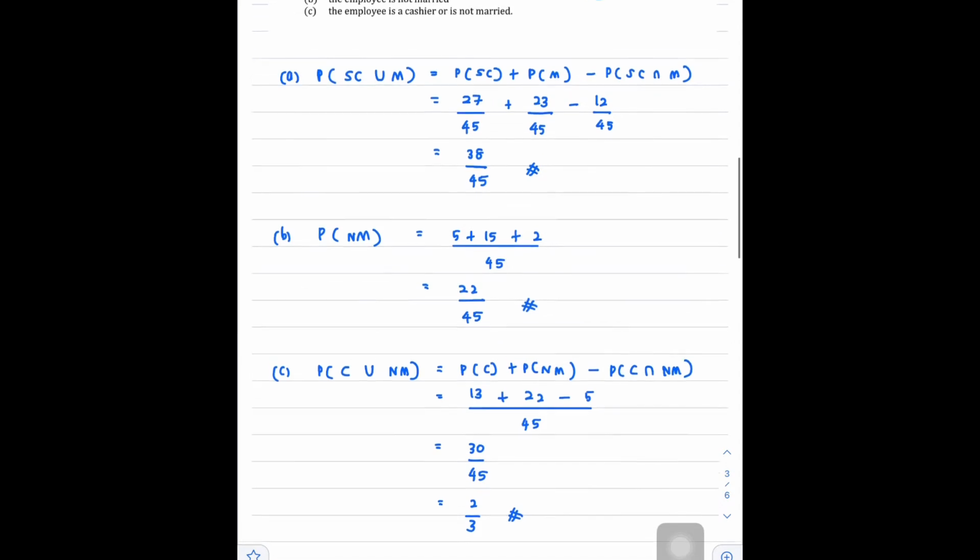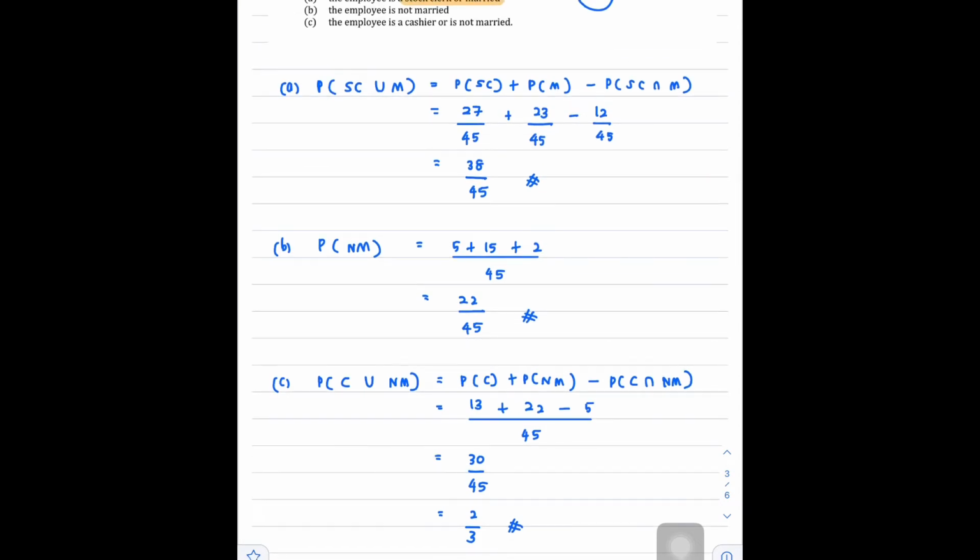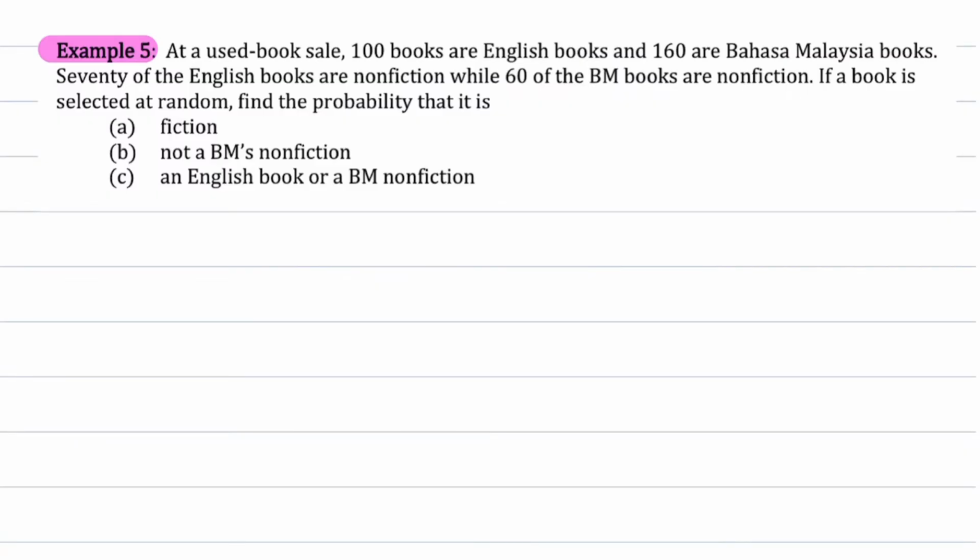That's how you answer the question if you are given the table. We call that one a contingency table. Example number 5. This one you are not given the table. The question asks, at the used book sale, 100 books are English books and 160 are Bahasa Malaysia books. 70 of the English books are non-fiction while 60 of the BM books are non-fiction. If a book is selected at random, find the probability that it is fiction.